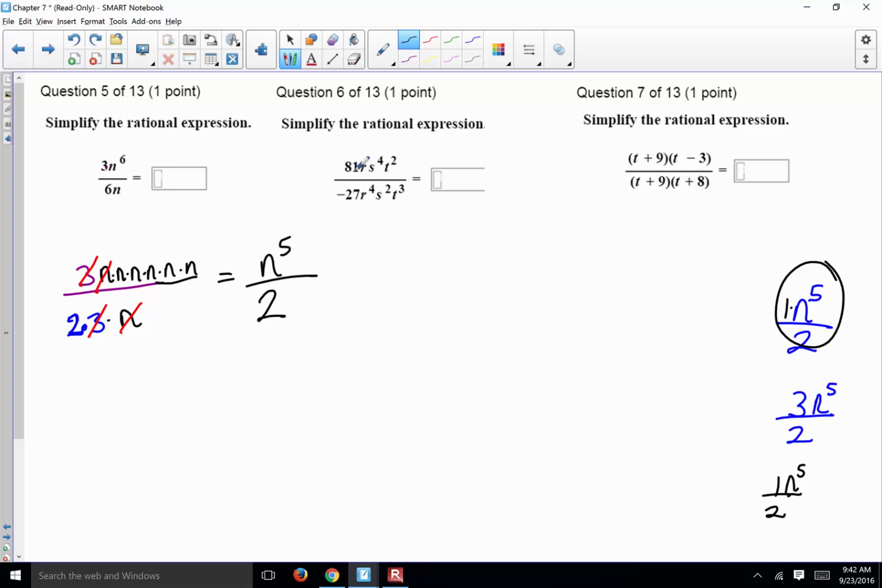Alright, next. It's pretty much the same idea. Any answers for the second one? Yes? 3s squared over r cubed t. That's it? Okay. Here's one candidate for a reward. Anyone else? 3s squared over negative r cubed t. Okay. Any different answers?